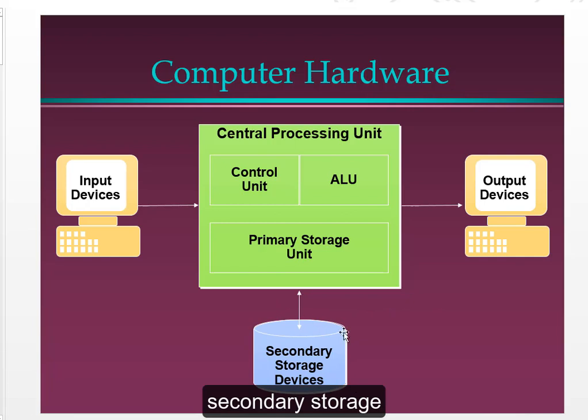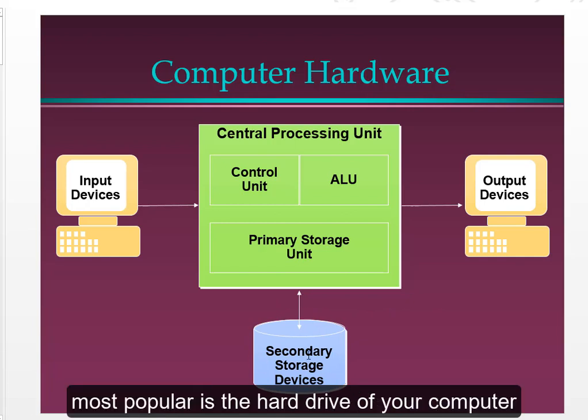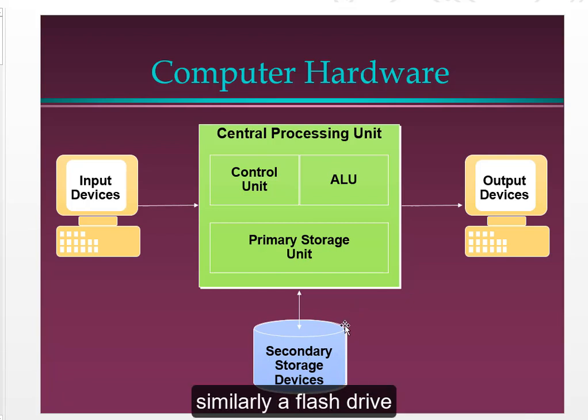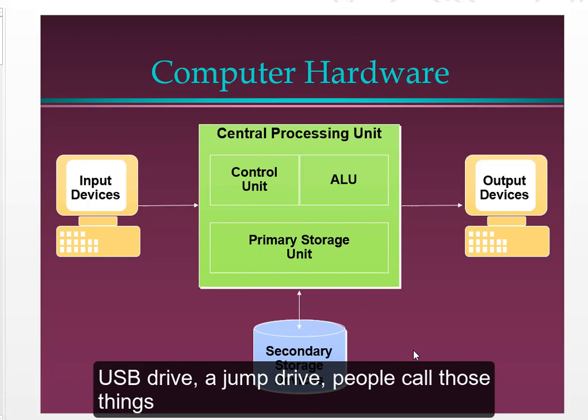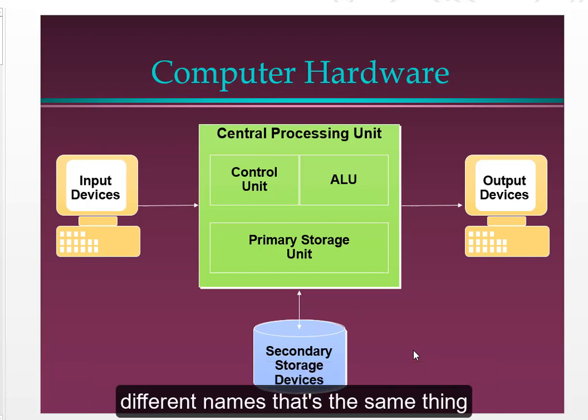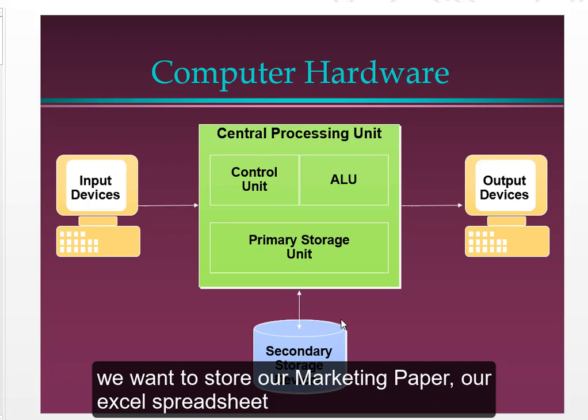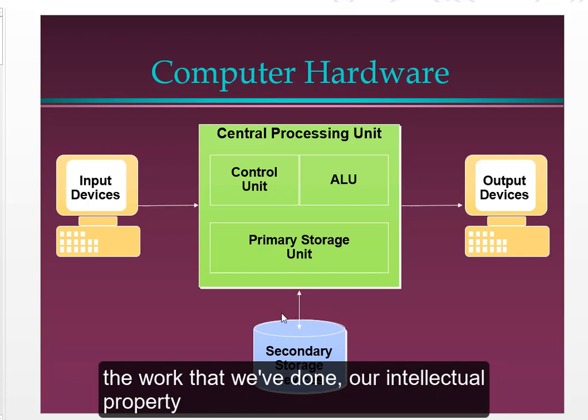Secondary storage. Most popular is the hard drive of your computer. Similarly, a flash drive, a USB drive, a jump drive. People call those things different names. That's the same thing. Those are secondary storage devices. We want to store our marketing paper, our Excel spreadsheet, the work that we've done, our intellectual property.